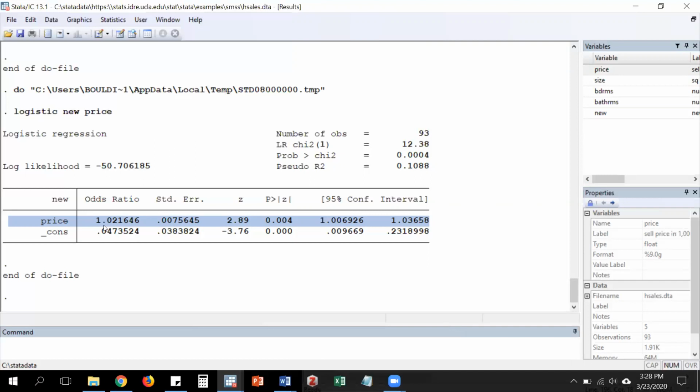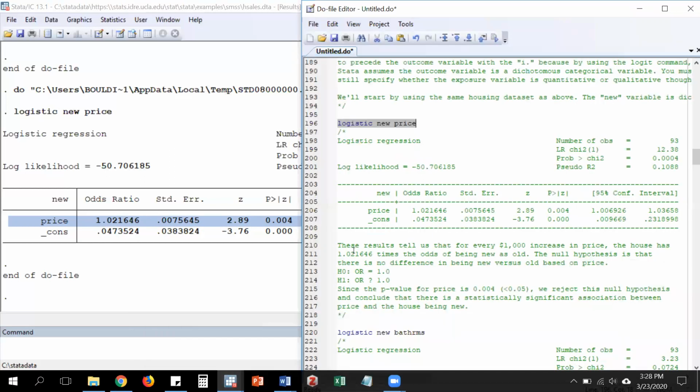And remember that in this case, for logistic models, the null hypothesis is, again, that there's no difference in the likelihood, the odds that a house is new given what its price is. And another way to state that is that the odds ratio is equal to 1. So remember that, as we talked about in the lecture session, an odds ratio of 1 means there's exactly the same odds of the outcome for the exposed group and for the unexposed group.